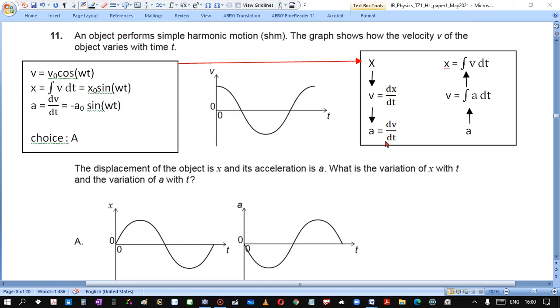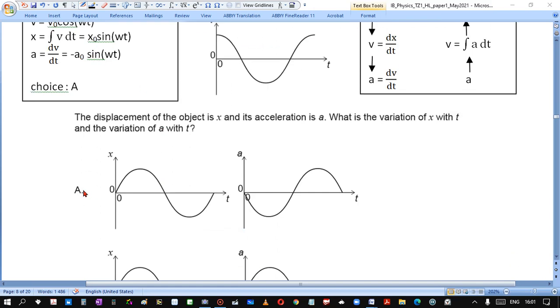So I remind you that displacement, velocity, and acceleration are linked by differentiation. To get v, we differentiate x, to get a, we differentiate v, and by integration in the opposite direction. To get v, we integrate a, to get x, we integrate v. So here we have v. So v is a cosine function. To get x, we integrate, we get a sine function. To get a, we differentiate, we get minus sine function, because the derivative of cosine is minus sine. And so we have a sine function for x and minus sine function for acceleration. So we choose a. So here we have sine for x and minus sine for a.